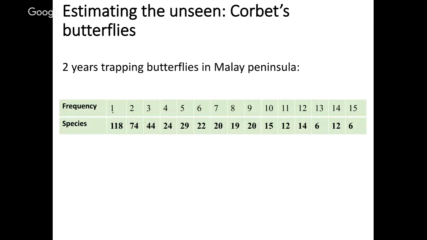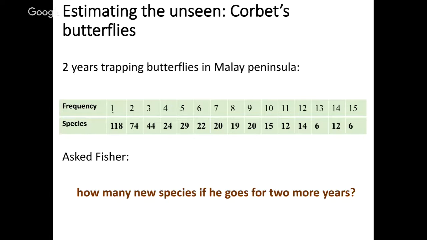So he came back and he asked the following question to Fisher. If I decide to go back to the Malay Peninsula for 2 more years, how many new species of butterfly can I hope to capture? So after looking at this table, you may say, oh, 118 species were so rare that he caught them only once, so maybe there must be butterflies that he has still not seen. The question was, how many new species can you expect to see if you go back for 2 more years?